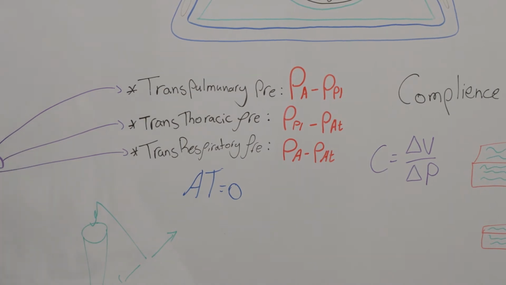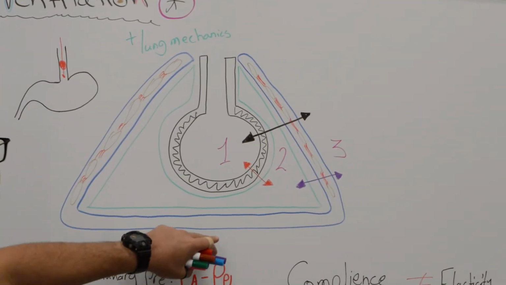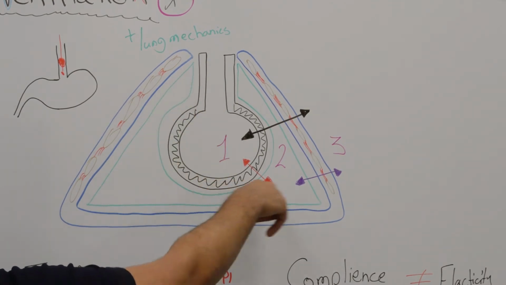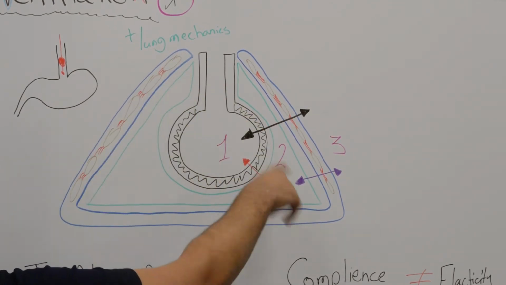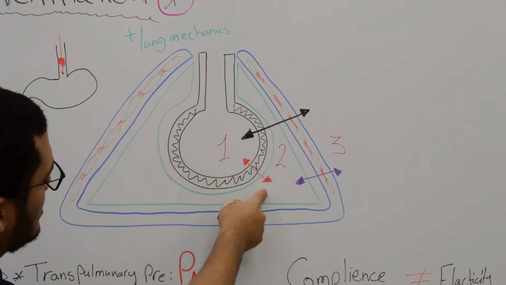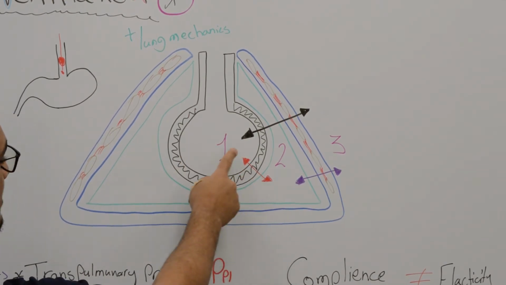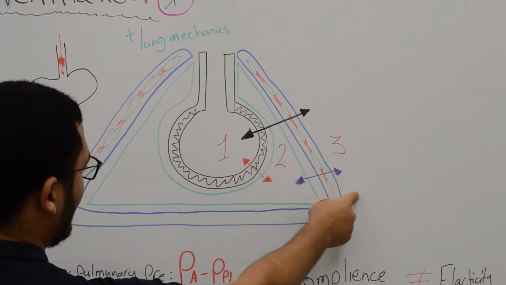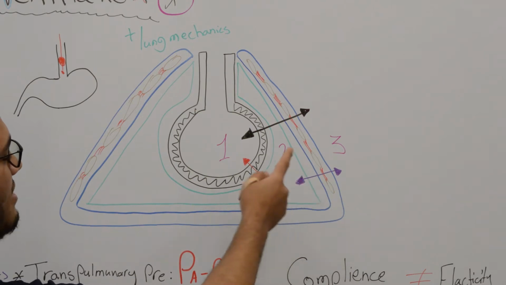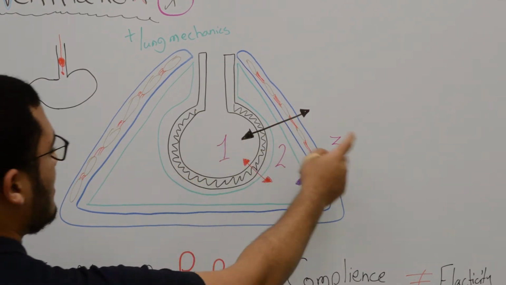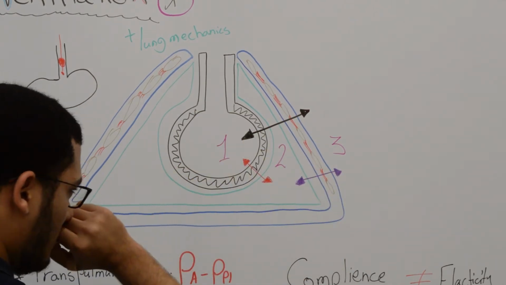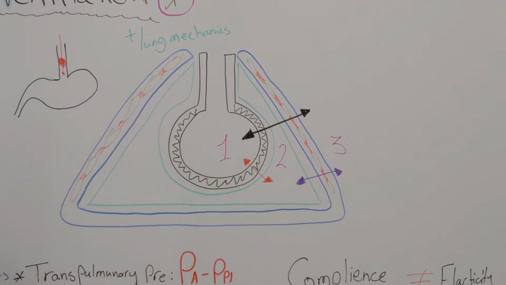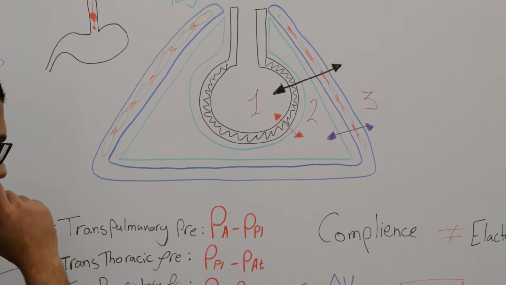So here I have a bigger picture. As you can see, here's the alveoli, here's the pleural cavity, and here is the thoracic wall. The pressure between the alveoli and the pleural is called transpulmonary pressure. The pressure between the pleural and the atmospheric is called transthoracic pressure, and the pressure between the alveoli and the atmospheric is called respiratory pressure.